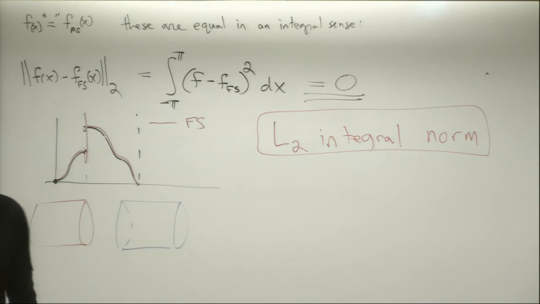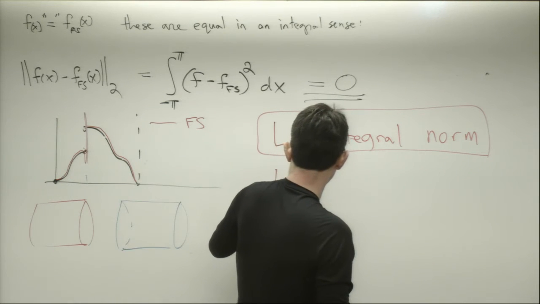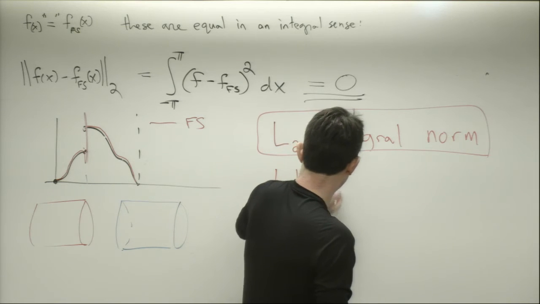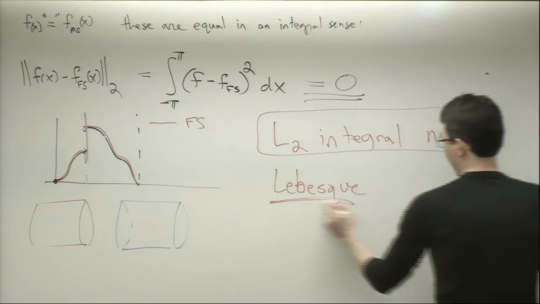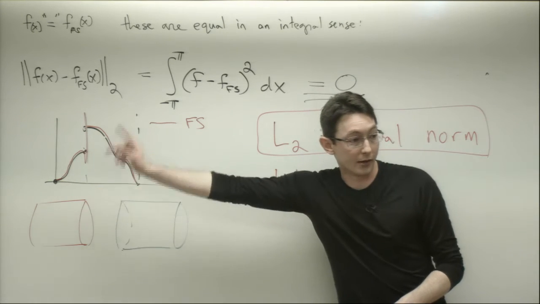So this L2, L stands for Lebesgue. There was this really smart, how do you spell Lebesgue? It's Lebesgue. So this guy, Lebesgue, was trying to figure out how you integrate functions that have discontinuities.